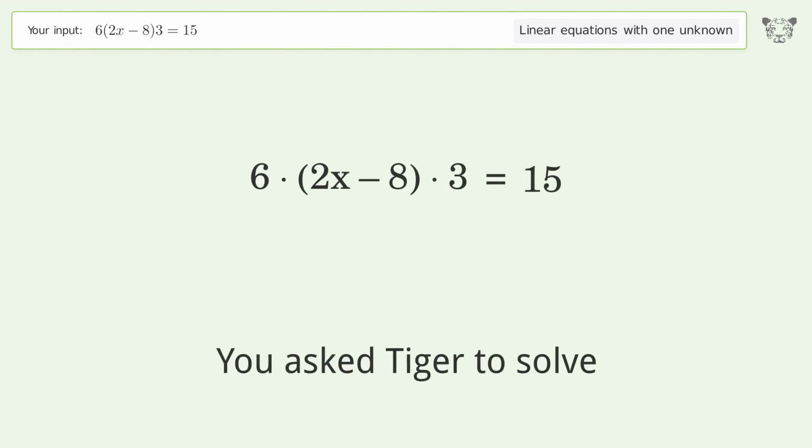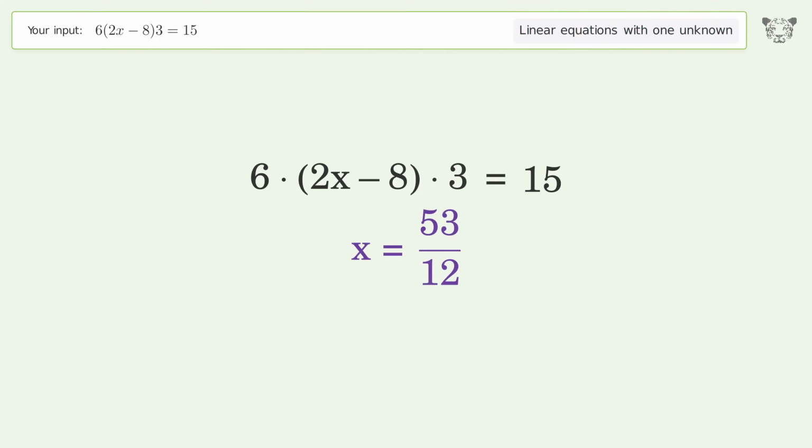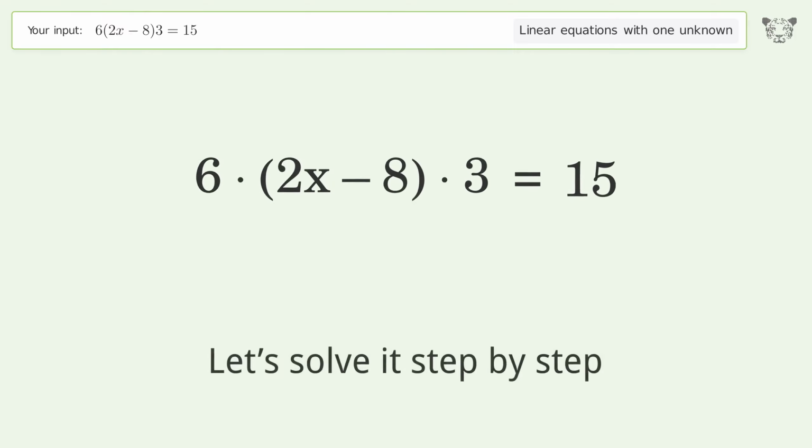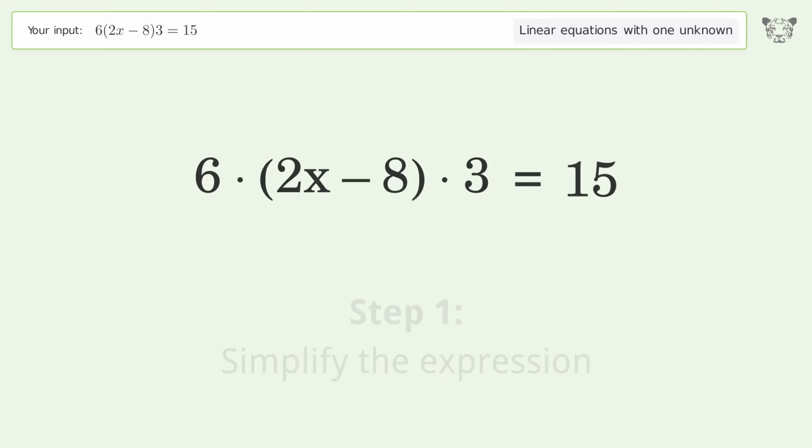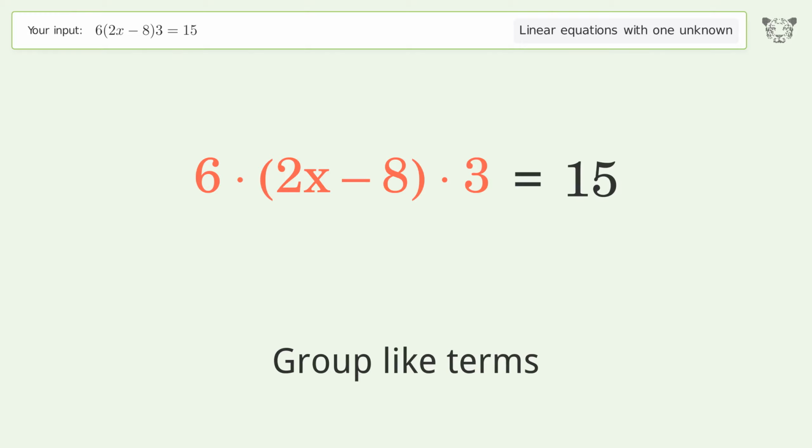You ask Tiger to solve. This deals with linear equations with one unknown. The final result is x equals 53/12. Let's solve it step by step. Simplify the expression. Group like terms.